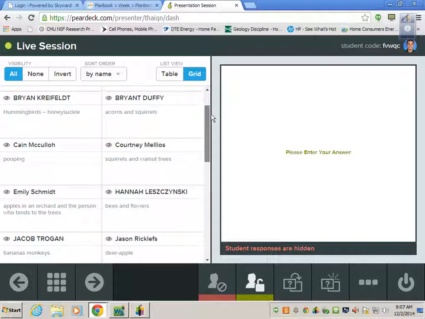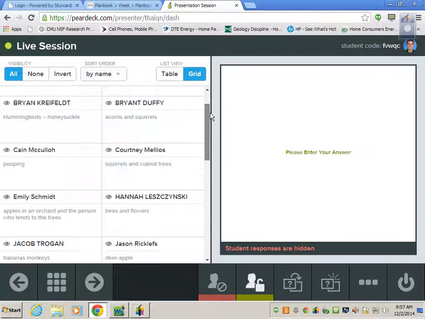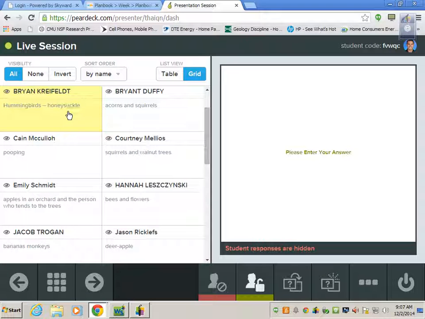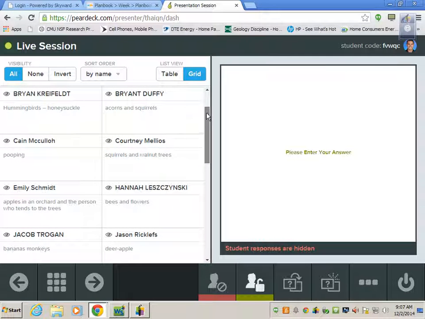What? Oh, we got another one? Brian says hummingbirds and honeysuckles for sure. Anybody ever ate a honeysuckle? They aren't as sweet as what you'd think. They're a little sweet, but not very. Acorns and squirrels, yep. You ever see a squirrel?